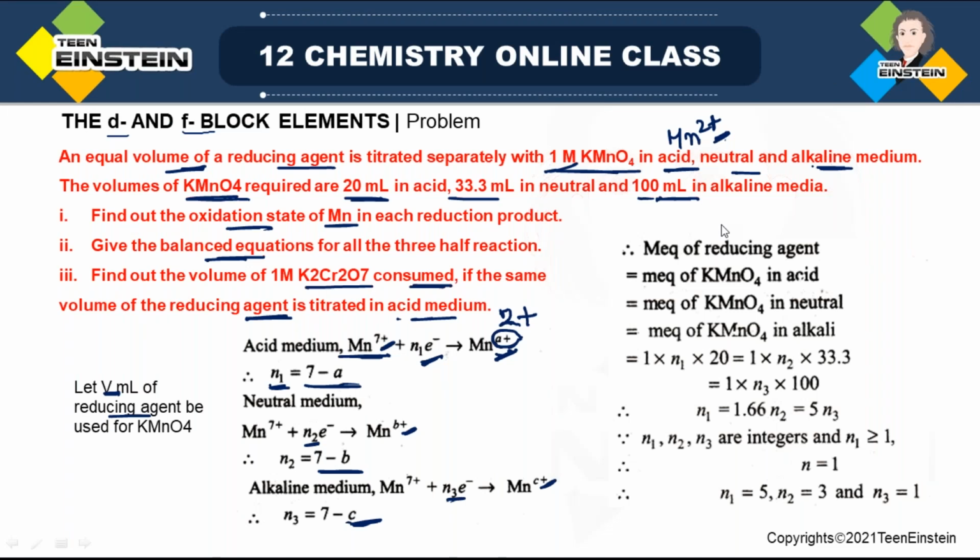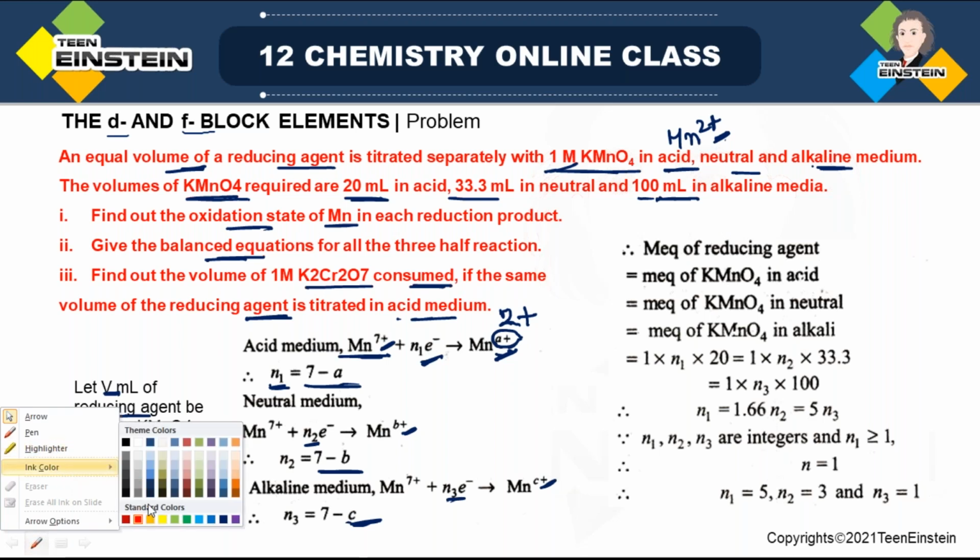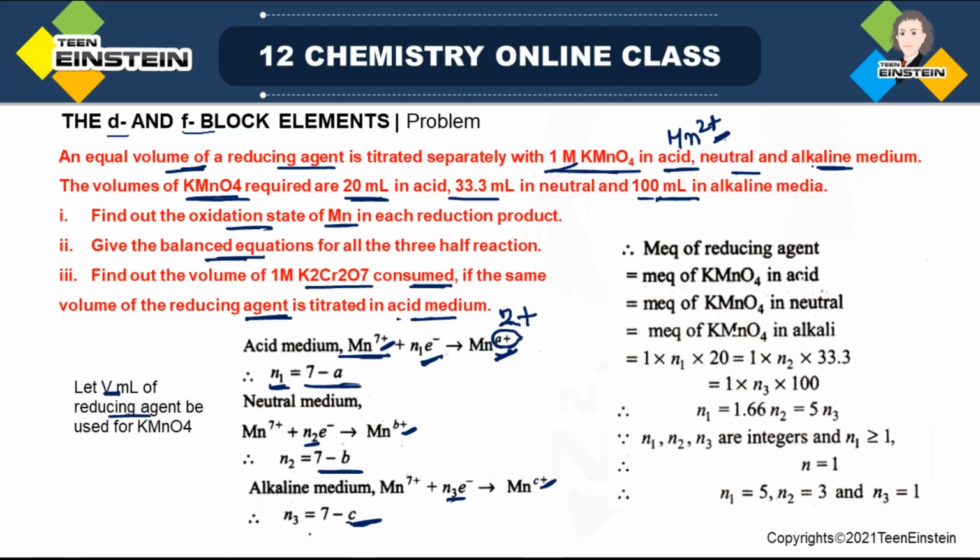Hello everyone. So this problem we have already started in last class, but we have not finished it because it has total 3 parts. And we have already seen how we can find out the oxidation state of manganese in each reduction product. So here we have already seen what will be the oxidation state of manganese in each reduction product.